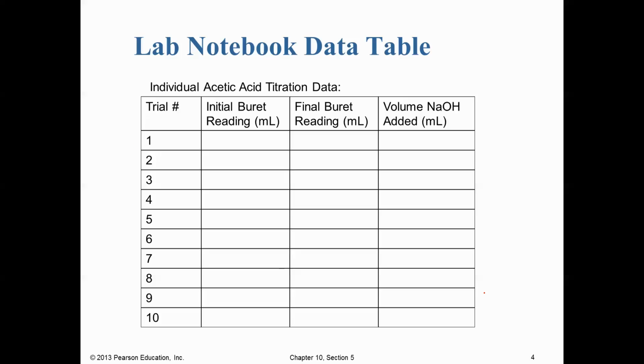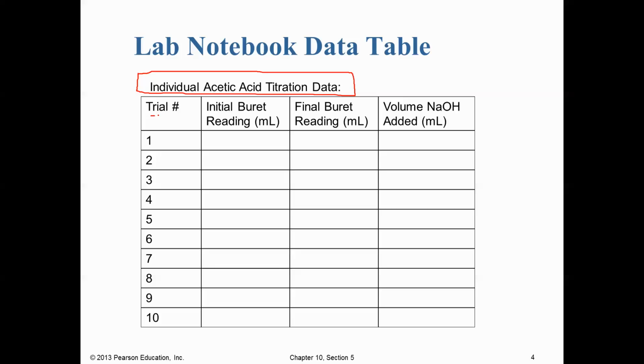So here we have an example of what the data table in your lab notebook should look like. And so notice that above the data table here we have a descriptive title. So it says individual acetic acid titration data. So you want to specify which data this is, because you're going to have individual data as well as class data. And you also want the reader to know what experiment they're looking at here. So it doesn't have to be creative, but make sure that the title of your table makes it obvious to the reader what they're looking at.